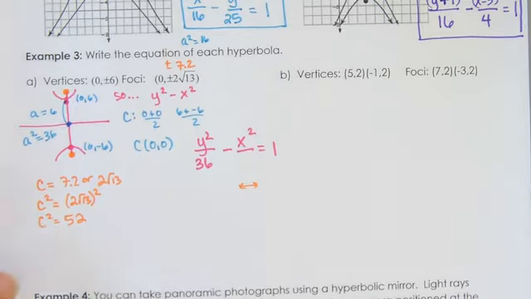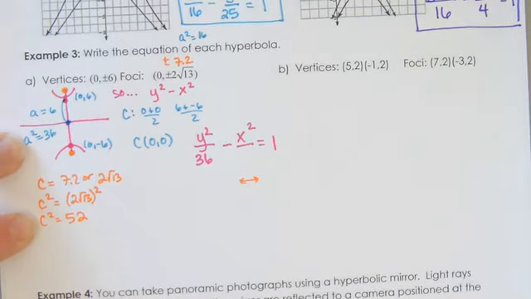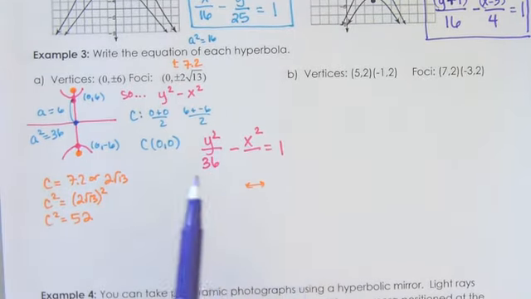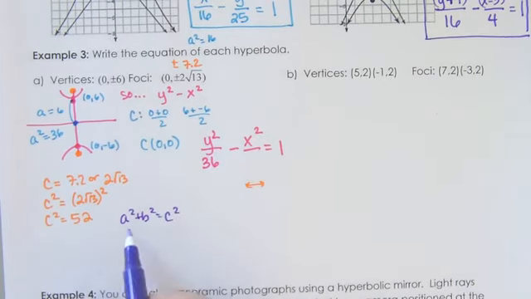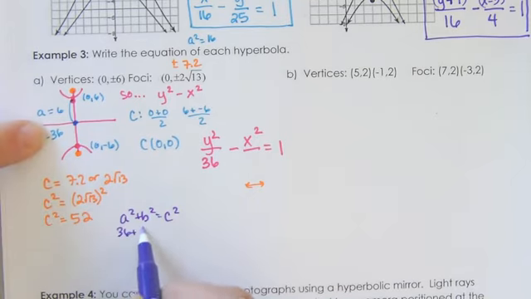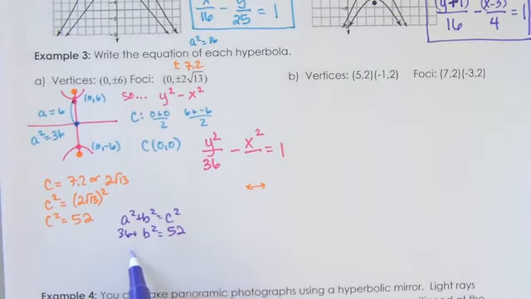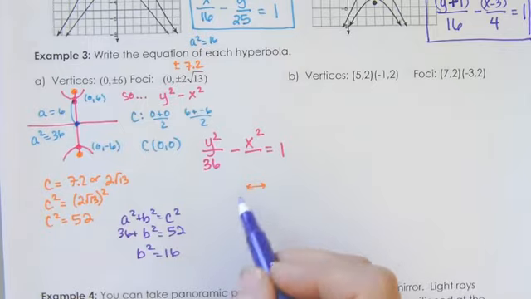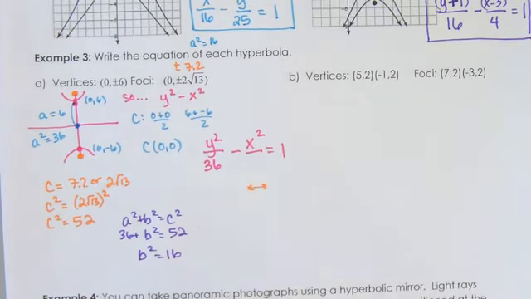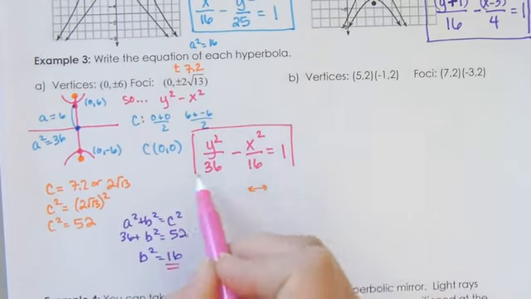So I know a squared and I know c squared. From those two, I can get my b squared. So since we're doing hyperbolas and that's a minus sign, I'm going to do a squared plus b squared equals c squared. I know a squared is 36. I don't know b squared, but I know c squared is 52. So subtract 36 from both sides, and I get that b squared is equal to 16. And I'm going to stop there because that's the number I'm looking for. If I wanted b, I would square root it, but I just want to know b squared is 16, so I'm just going to put that number right there. And this one is done.